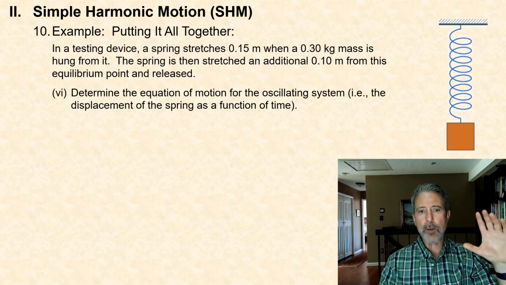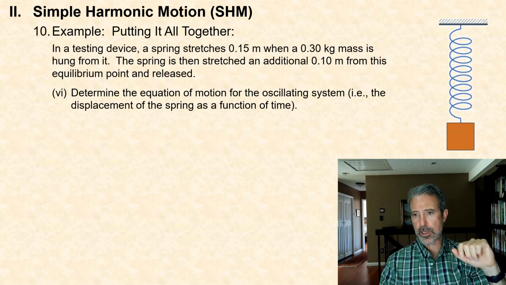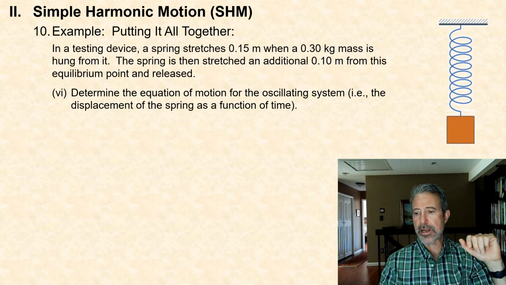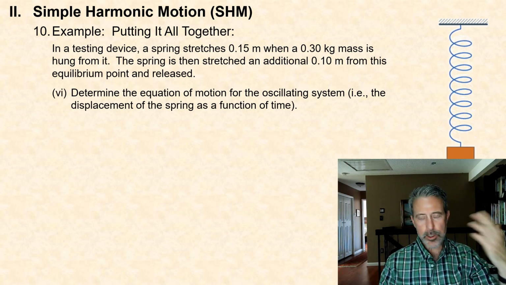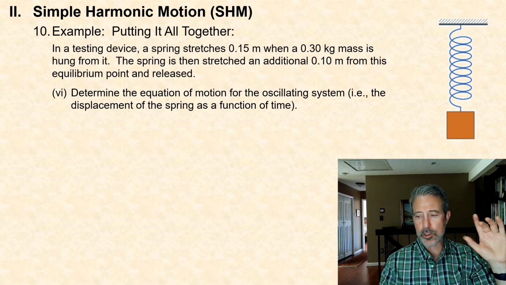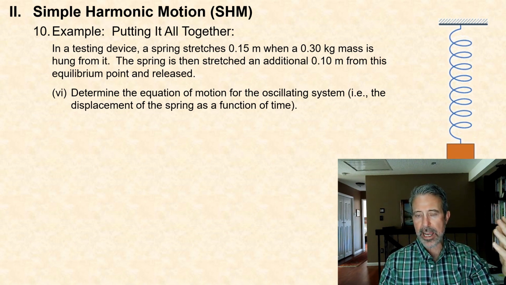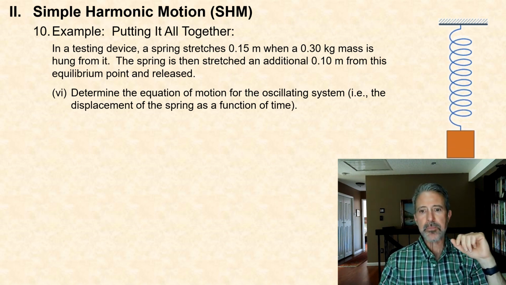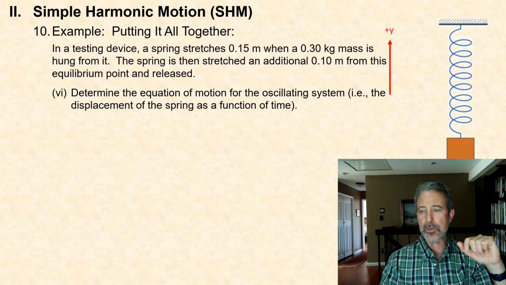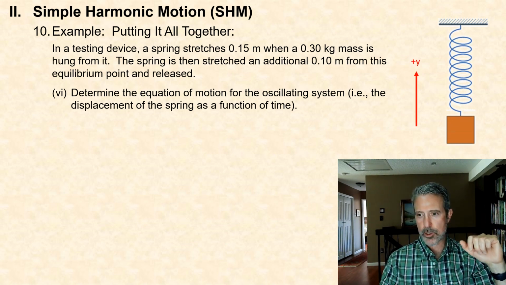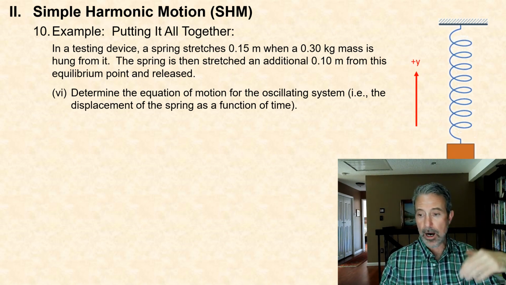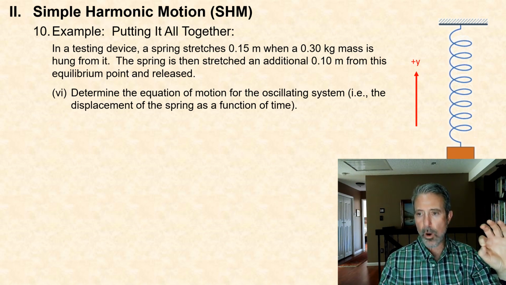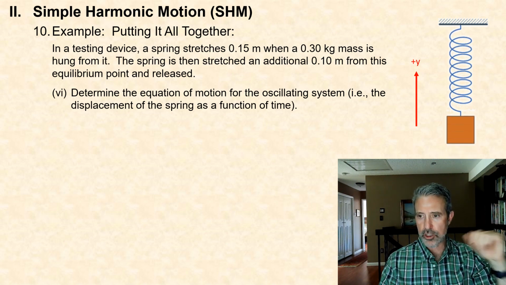In the next part of the problem, we're asked to determine the equation of motion for the oscillating system. That is, the position or the displacement of the spring as a function of time. As I said previously, remember position and displacement are exactly the same if the initial position is taken to be 0. So let's start by defining a coordinate system here, because when we find an equation of motion, position and displacement are vector quantities, so we need to talk about the direction here.